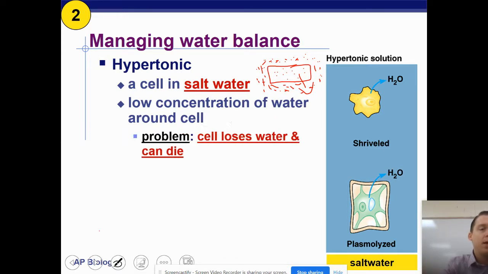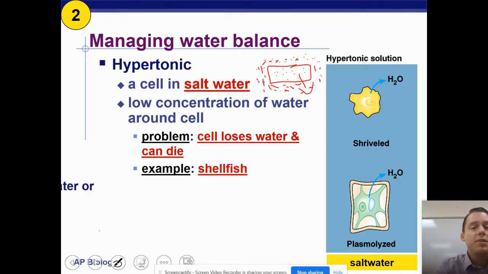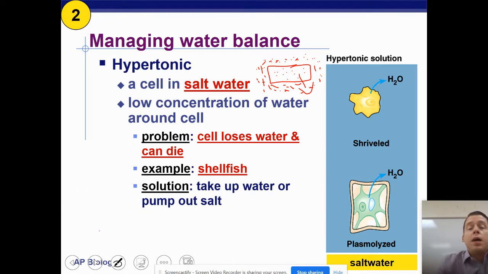All right. So here's the problem. The cell loses a lot of water, and then it can die if it doesn't have enough. An example of this is shellfish. Shellfish, if they are in very salty water, can die. And what they do is they have pumps that can take in water that is being lost, or they can pump out salt. So they can maintain homeostasis by pumping different things in or out of their cells.